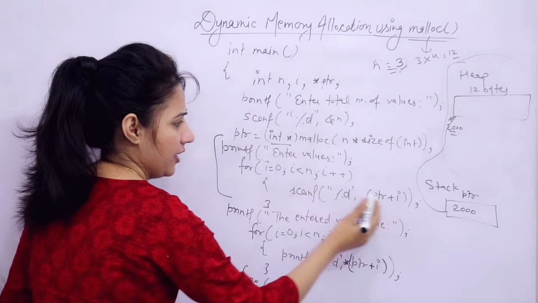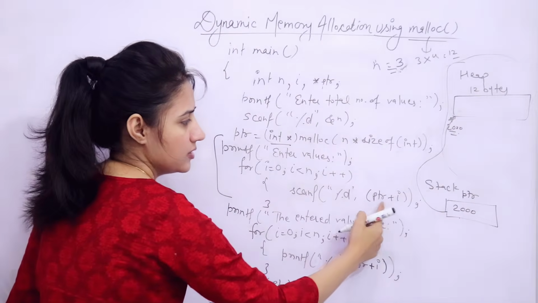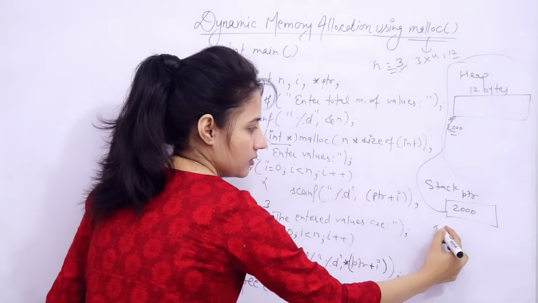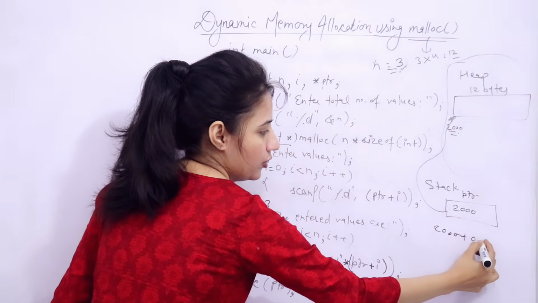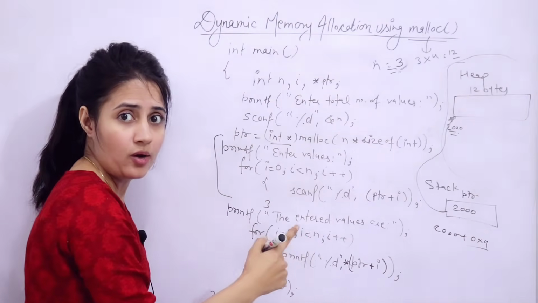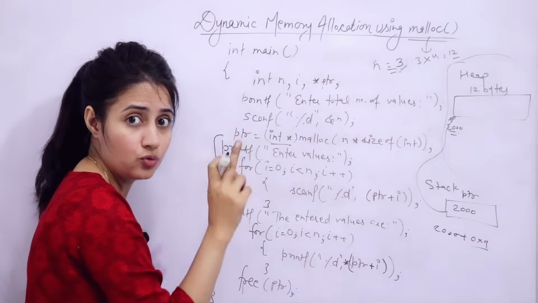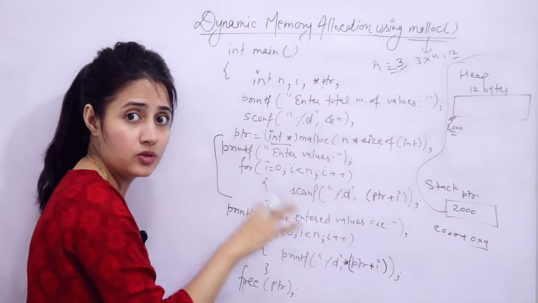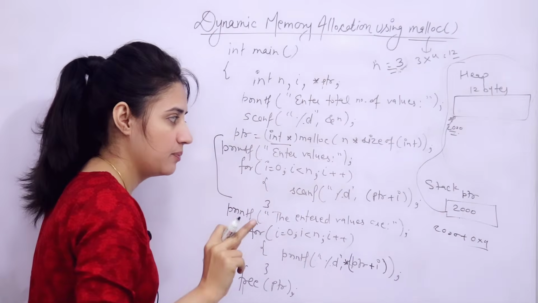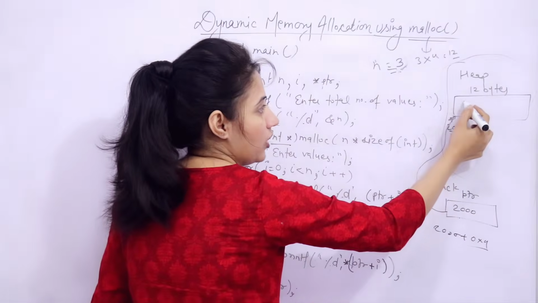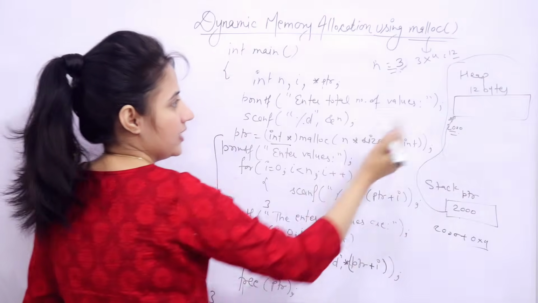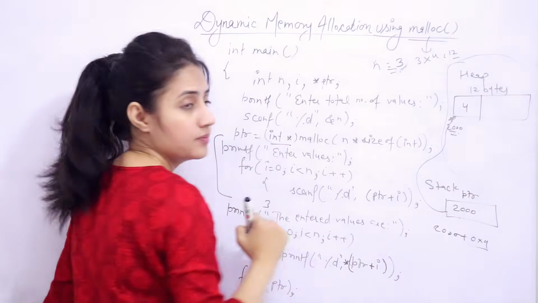Now PTR plus I, where I value is 0, means 2000 plus 0 into 4. I hope you know how to do arithmetic with pointers. If you don't know, we have already uploaded a video on this. You can check out the C programming playlist, right? Now at 2000 only we are going to store the value. Suppose the user has entered 4, so that would be stored here, right?